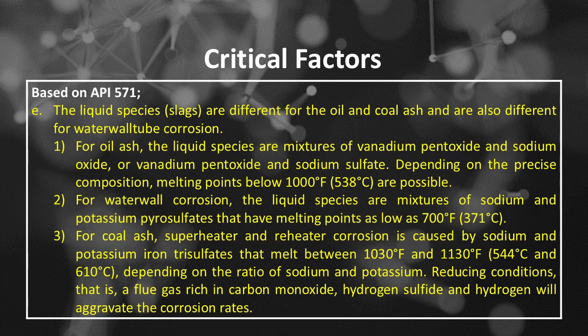Number 3: for coal ash, superheater and reheater corrosion is caused by sodium and potassium iron trisulfates that melt between 1030 degrees Fahrenheit and 1130 degrees Fahrenheit, or 544 degrees Celsius and 610 degrees Celsius, depending on the ratio of sodium and potassium. Reducing conditions, that is, a flue gas rich in carbon monoxide, hydrogen sulfide, and hydrogen, will aggravate the corrosion rates.